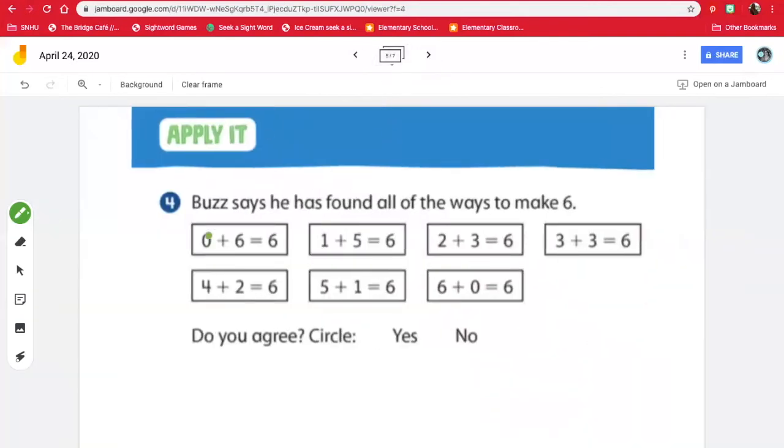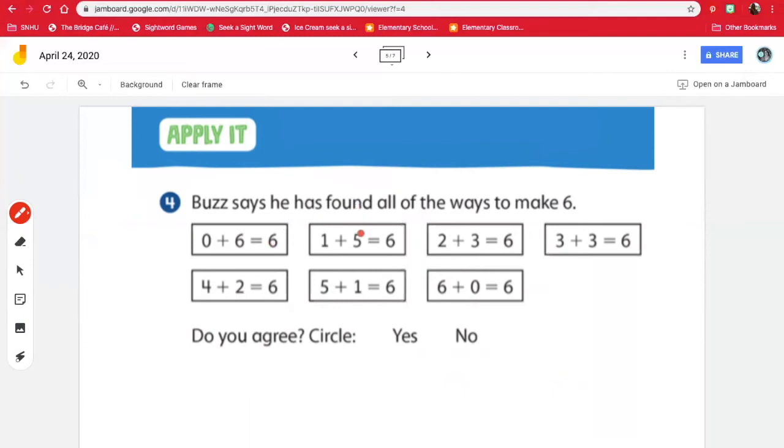Here's another problem. It says, Buzz says he has found all of the ways to make 6. Do you agree? Circle yes or no. Well, the easiest thing we could do right now is go through and check off the ones that we know. Or we could draw an X over the ones that don't equal 6. Does 0 plus 6 equal 6? Yep, so I'm going to leave that one be.